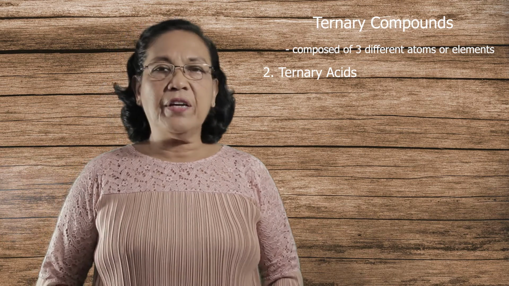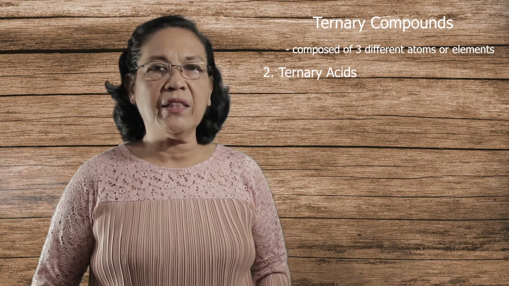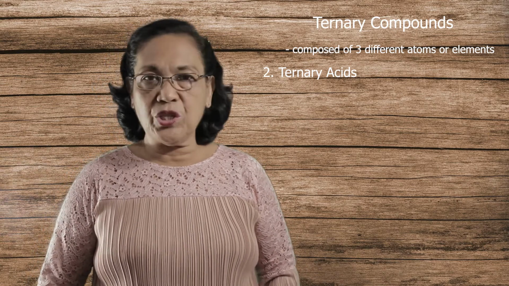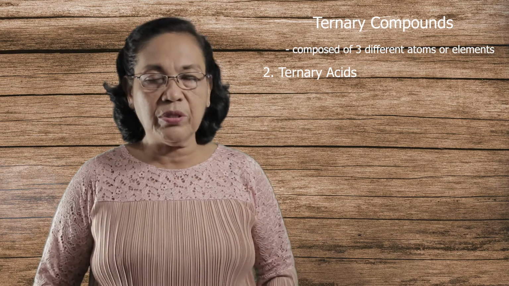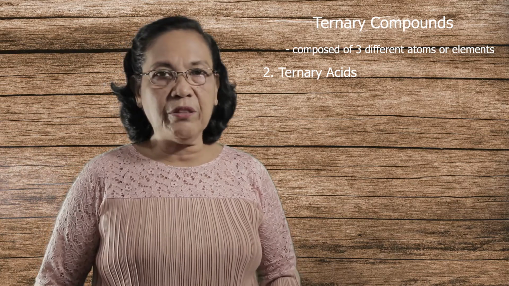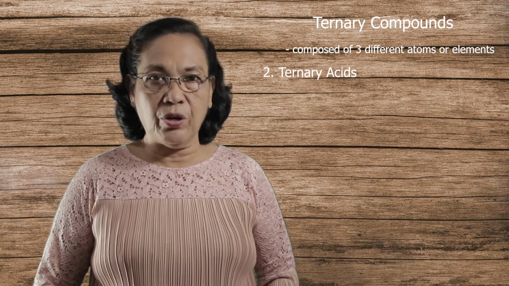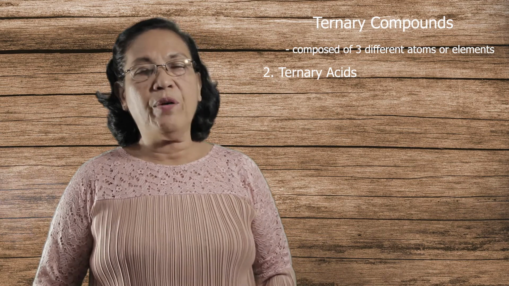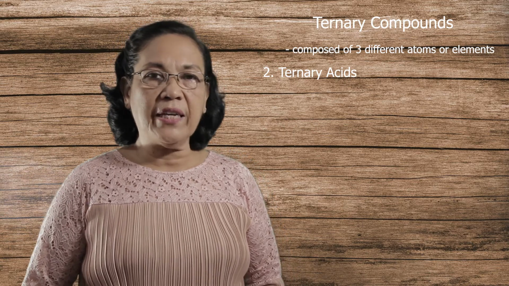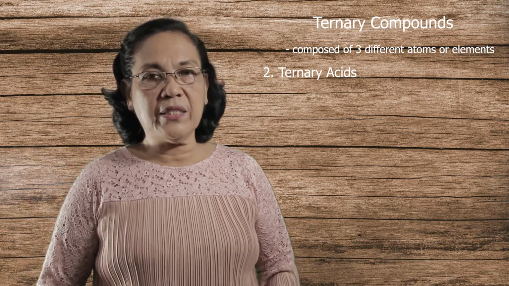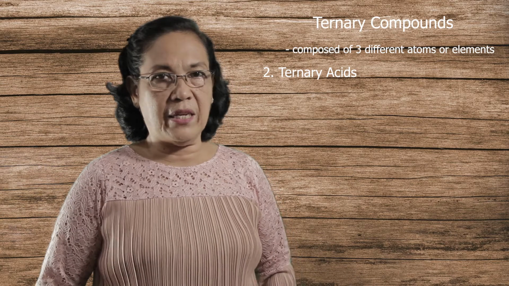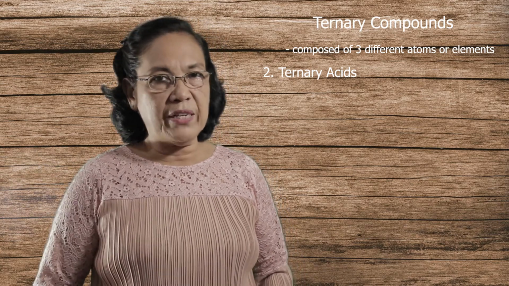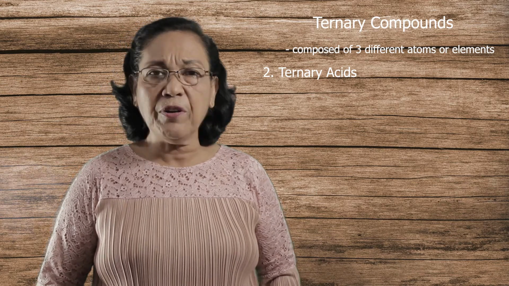So if the oxidation number of the central atom is between 3 and 4, there's no prefix to be used. You just go directly to the stem name, which is chlor, and it ends in -ous. So the name of this acid, HClO2, is chlorous acid.